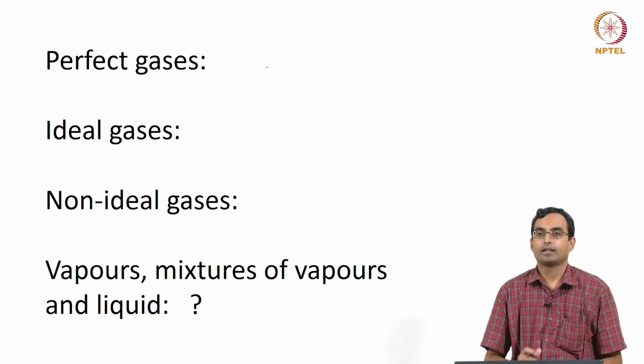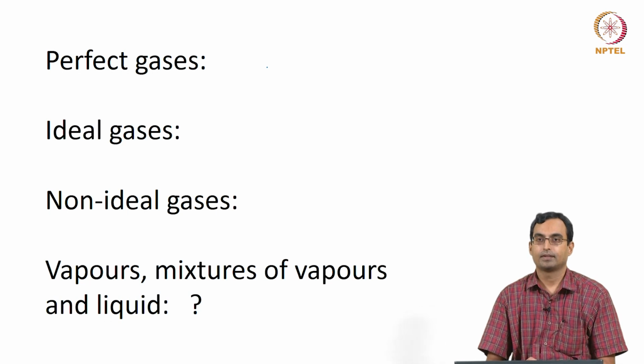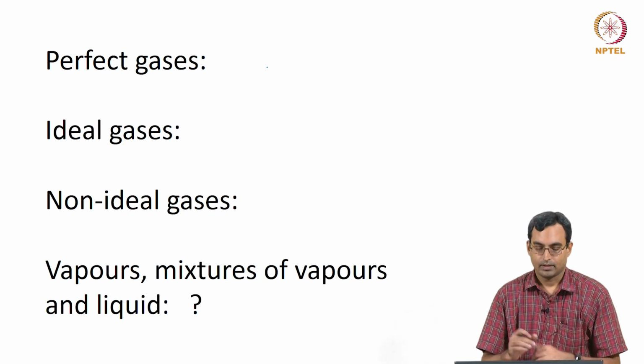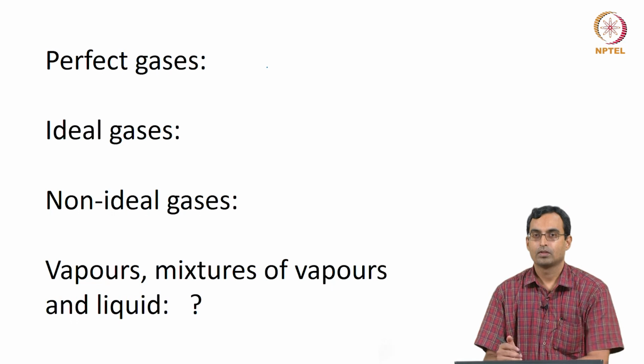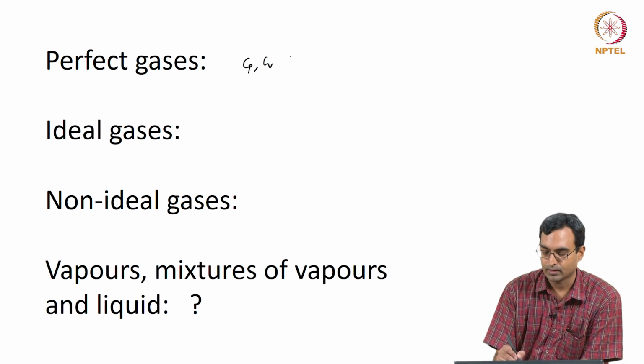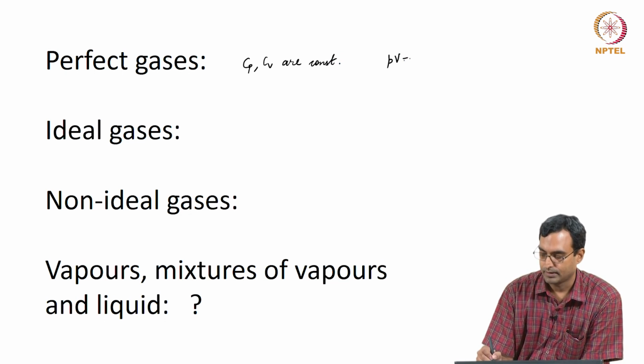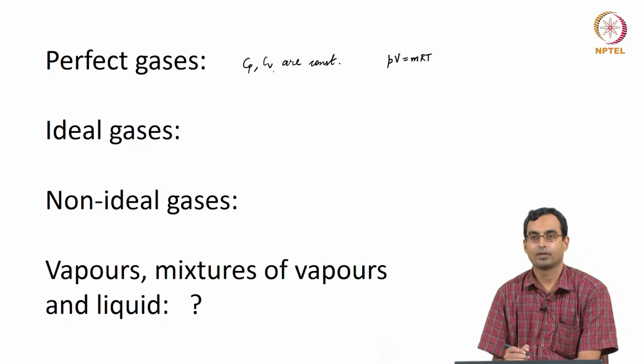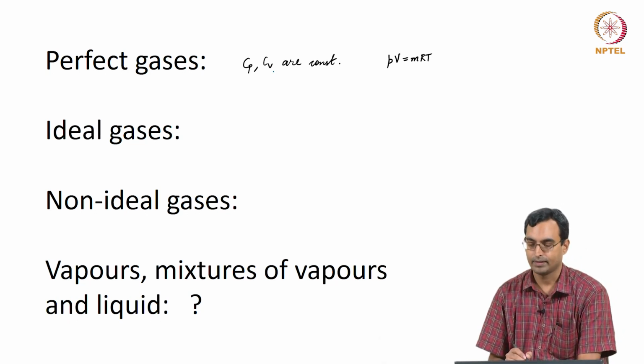So, what we see is that in terms of gases, we have looked at different models of gases. So, the first model is a perfect gas where the ideal gas equation holds, but in addition Cp and Cv are constant. So, we also have this in addition to that. So, if I have both these, I call them perfect gases and I can deal with them fairly easily.